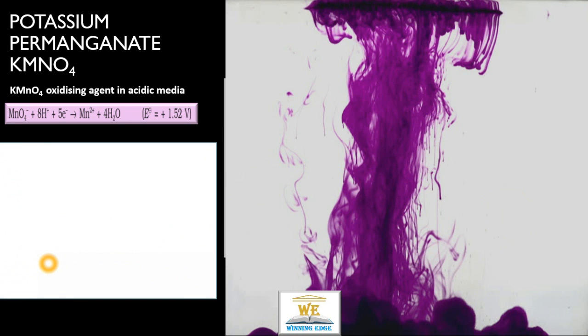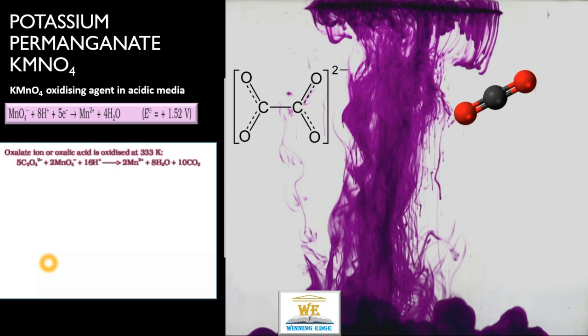Next, oxidation of oxalate. Each mole of oxalate loses 2 moles of electrons. So roughly, what happens here? 2 moles of potassium permanganate can oxidize 5 moles of oxalate, which in turn gives us 10 moles of carbon dioxide. That's what happens.